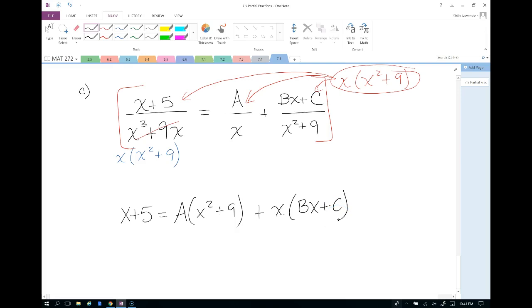So for this one, I'm going to show you the second possible solution method. There aren't really magic numbers here. We could technically plug in x equals 0.